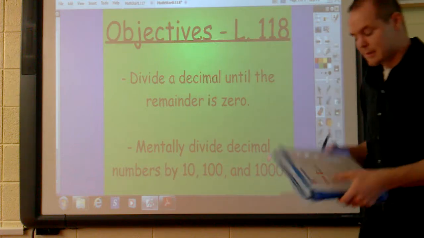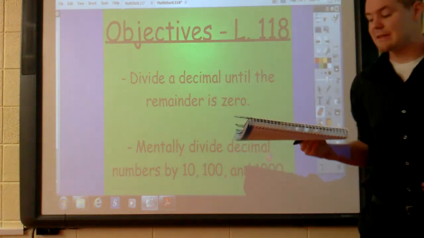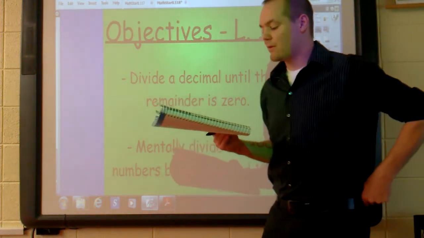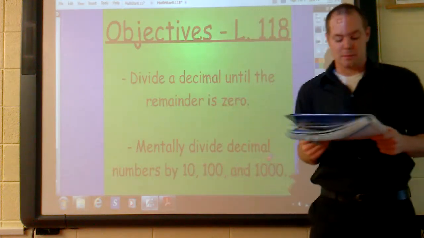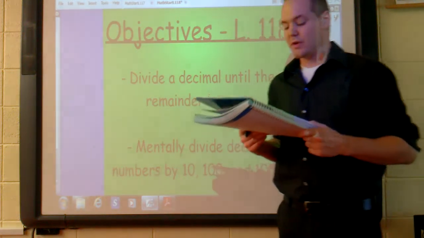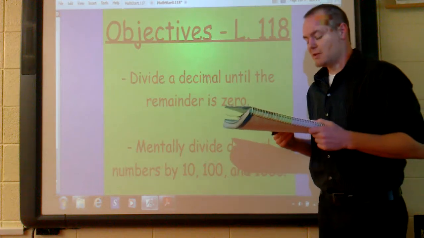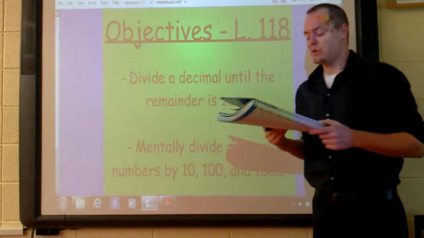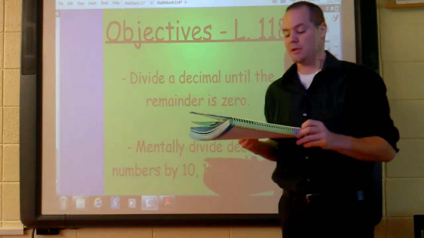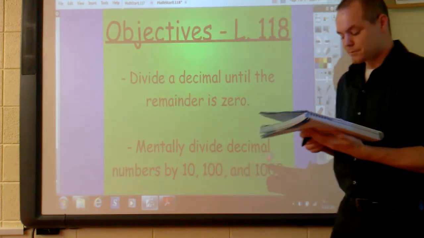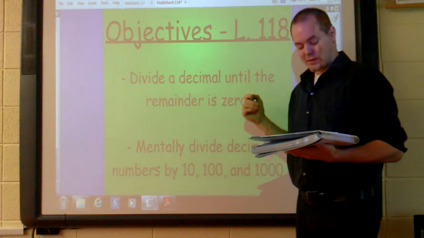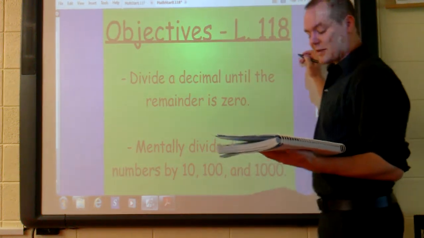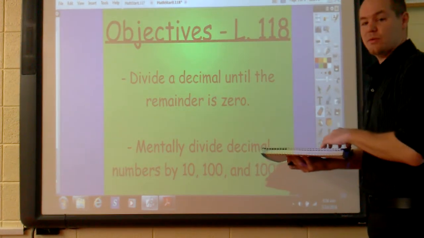Okay, so the new concept on page 773, it says, we usually do not write remainders with decimal division problems. The procedure we will follow for now is to continue dividing until the remainder is 0. In order to continue the division, we may need to attach extra zeros to the decimal number that is being divided. Remember that attaching extra zeros to the back of a decimal number does not change the value of the number.